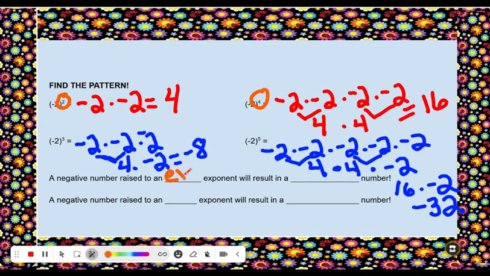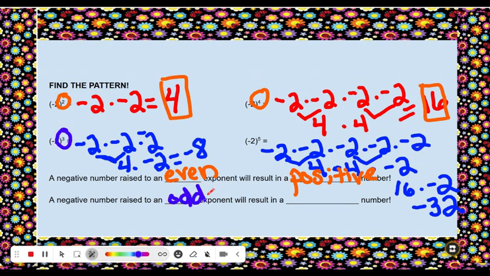So a negative number raised to an even exponent. Like the first two, they were even exponents. Look at our answers. We have a positive answer and a positive answer. So it will result in a positive number. A negative number raised to an odd exponent, 3 is odd, 5 is odd, will result in, we got -8 and -32, a negative number.